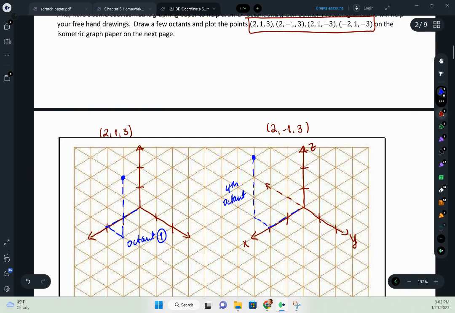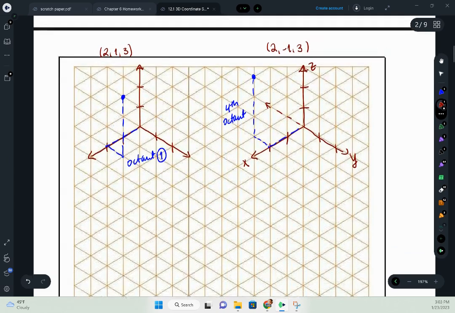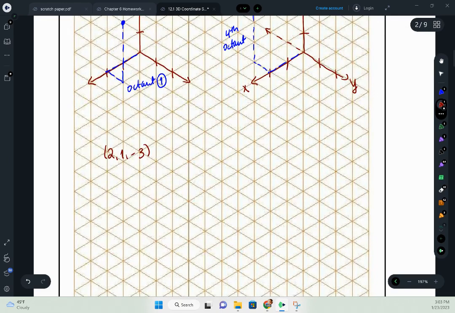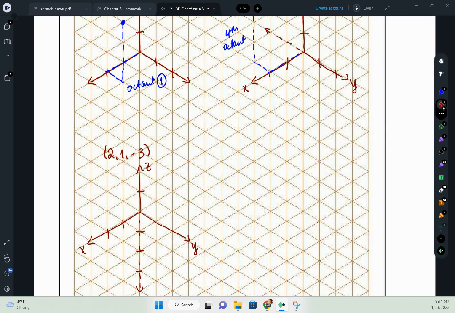Okay, 2 more, and then we'll be done. (2, 1, -3). All right, I'm going to draw my octant and get in my tick marks. And I notice I have a negative Z value. So I'm going to go ahead and draw in my negative z part of the axis with dashed lines. Okay, I think I'm ready to go.